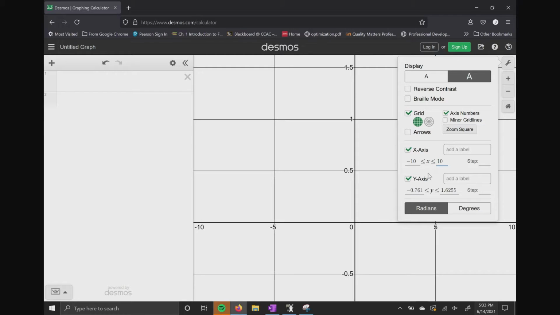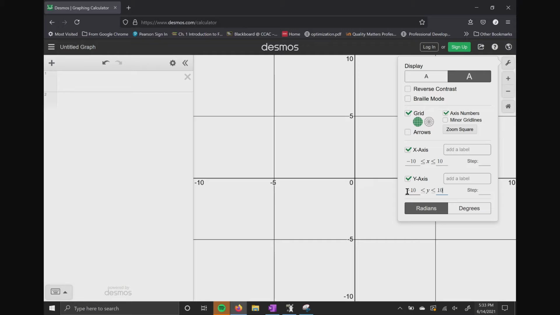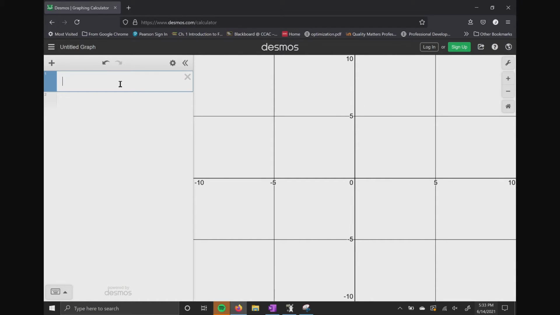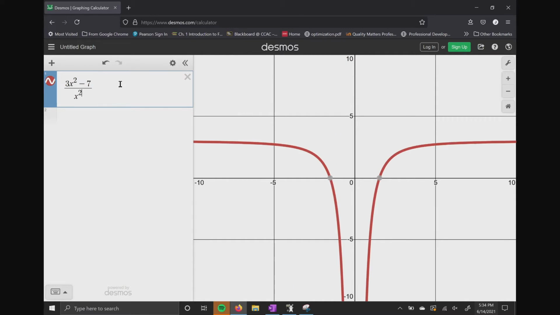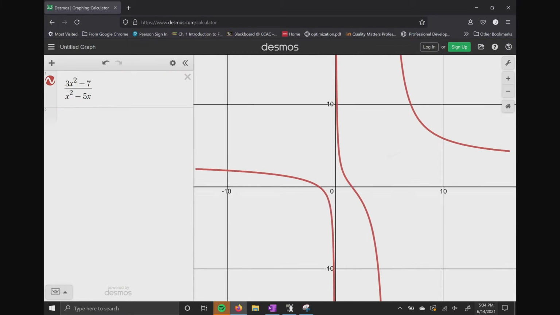And then I want y to go from negative 10 to 10 also. So we're just giving a nice standard XY grid. So, excuse me, the problem was 3x squared minus 7, and then x squared minus 5x. All right, so here's what it looks like graphed.